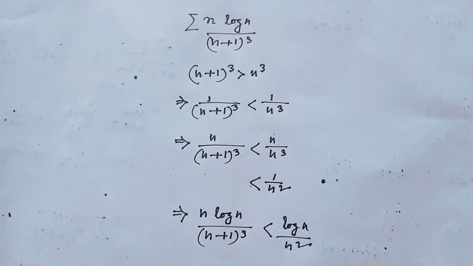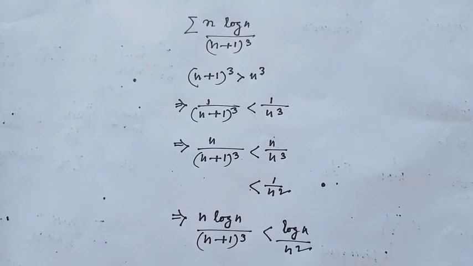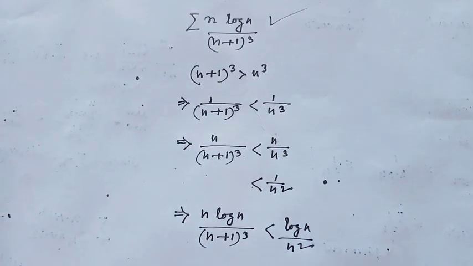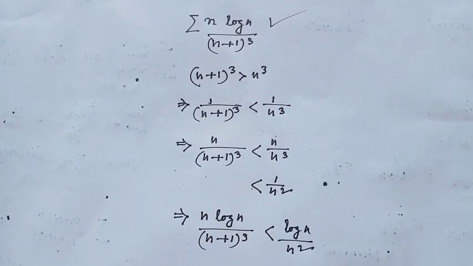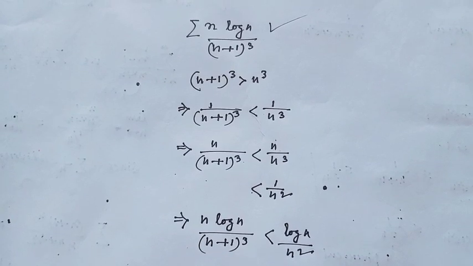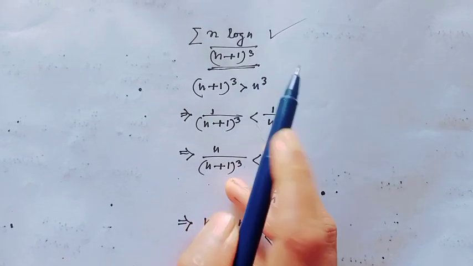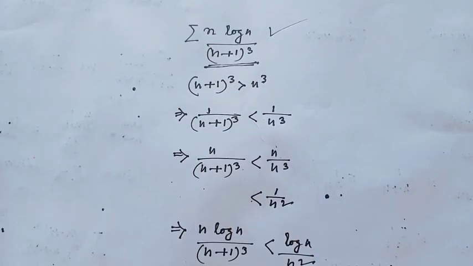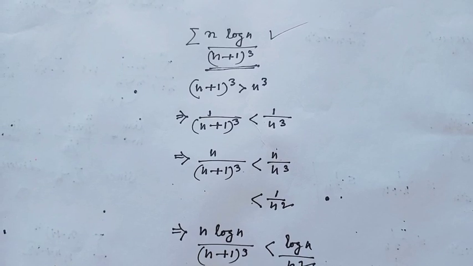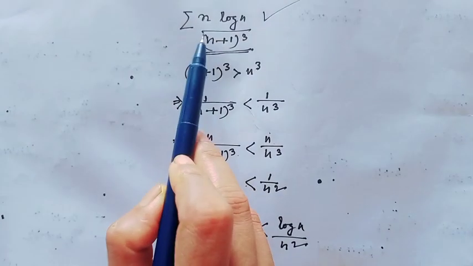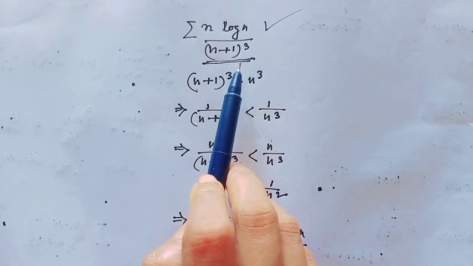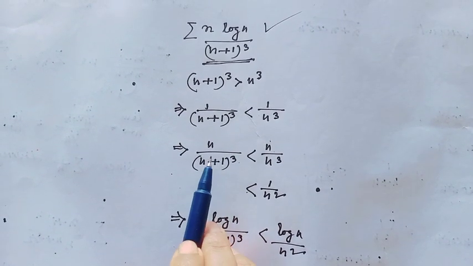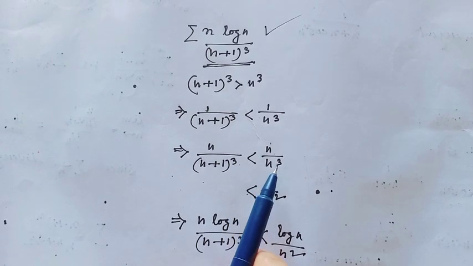Now I will see one nice example in which the comparison test and the integral test are both applicable. This example is this series. For short calculation, at first I will use the comparison test, because notice here (n plus 1) whole cube. We all know (n plus 1) whole cube is always greater than n cube. Then 1 over (n plus 1) whole cube is always less than 1 over n cube. Since the series given in the question has n over (n plus 1) whole cube, multiply both sides of the inequality by n: n over (n plus 1) whole cube is less than n over n cube.